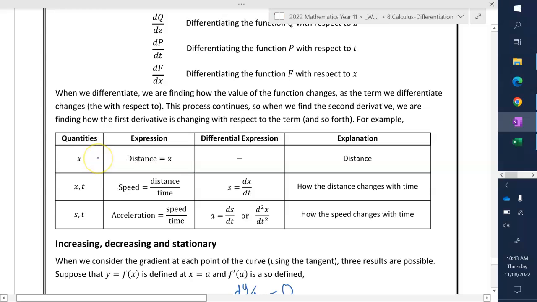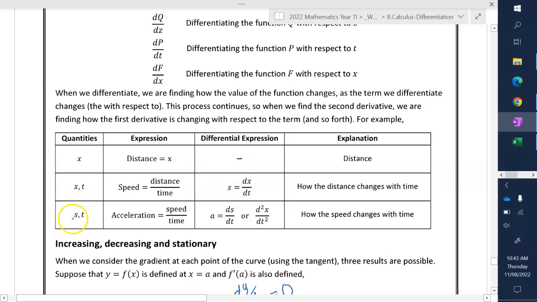However, in physics you will not be differentiating, but it relates back to physical calculus in the physical world, which we'll have a look at in Year 12. So if x was distance, and we look at x and time, distance and time together, we think about what distance over time is. Distance over time is speed. So if we differentiated x with respect to t, like this, dx dt, we'd actually get our speed.